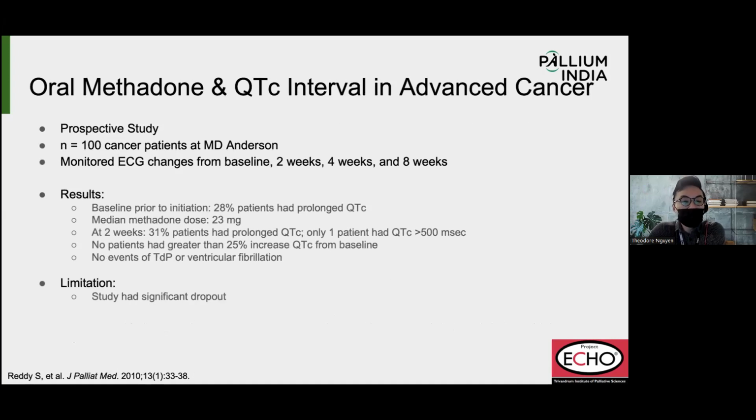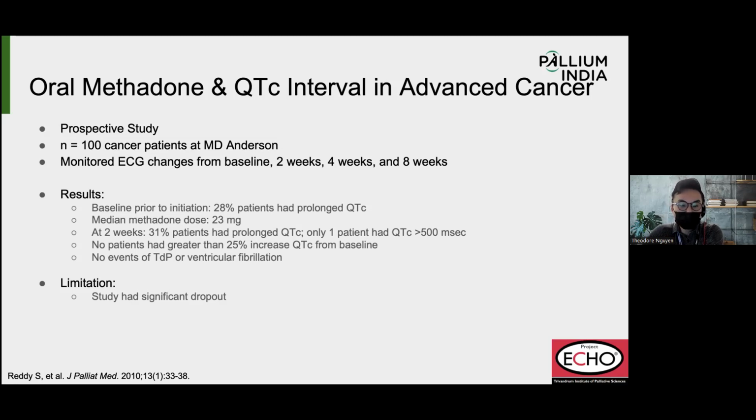But I know we did talk a lot about QTC intervals and risk of torsades, which can sound very intimidating and concerning. So there was actually a prospective study at MD Anderson looking at 100 cancer patients, and they monitored ECG changes from baseline, 2 weeks, 4 weeks, and 8 weeks. And the results of the study were at baseline prior to initiation, 28% of patients had prolonged QTC. Medium dose of methadone was 23 milligrams.